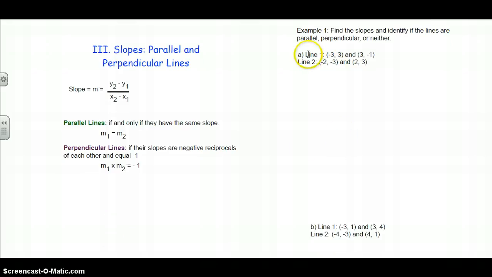So why don't you pause the video and try example 1. Okay, so let's just try line 1. You should have set up negative 1 minus 3 over 3 minus negative 3. So negative 1 minus 3 is negative 4, and then 3 minus negative 3 becomes 3 plus 3, which is 6. So negative 4 over 6 equals negative 2 over 3.